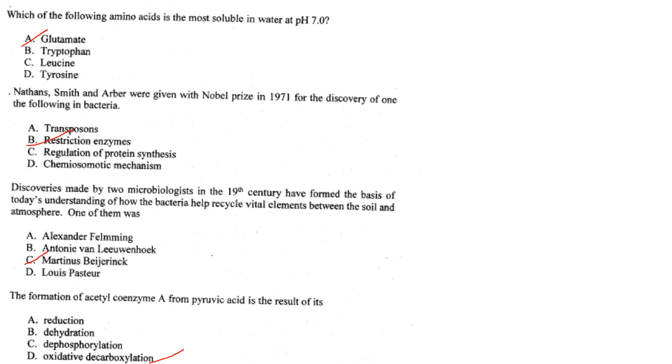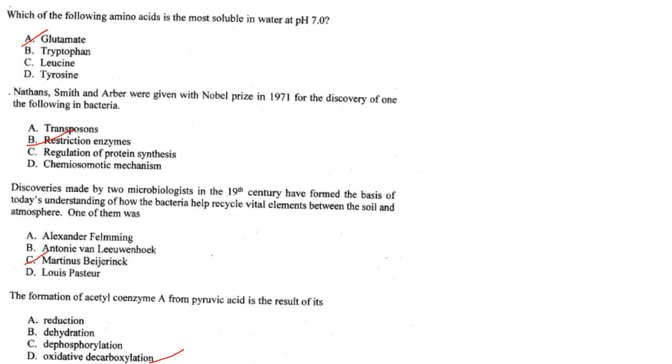Then Nathans, Smith and Arber were given the Nobel Prize in 1971 for the discovery of one of the following in bacteria. So they discovered restriction enzymes or restriction endonucleases. So answer is option B.